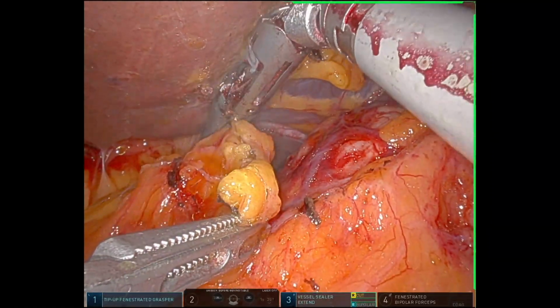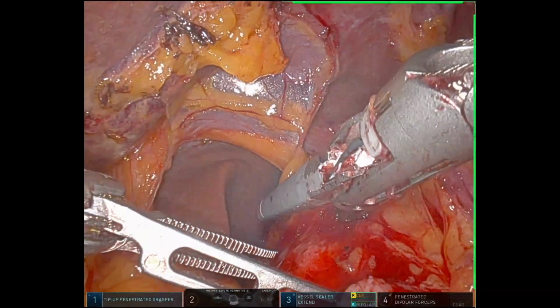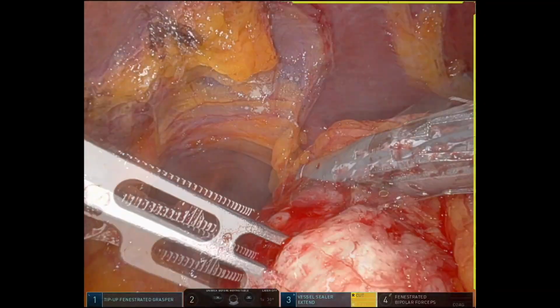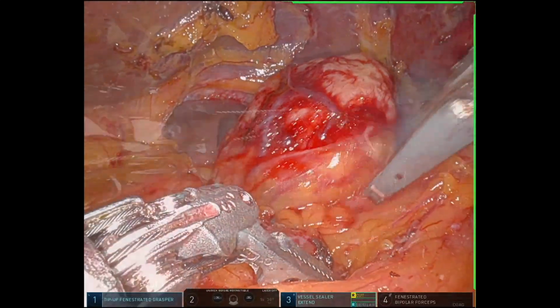The submucosal exophytic mass was clearly identified. The lesion appeared well circumscribed without gross invasion. Circumferential dissection was performed carefully to avoid capsular disruption.